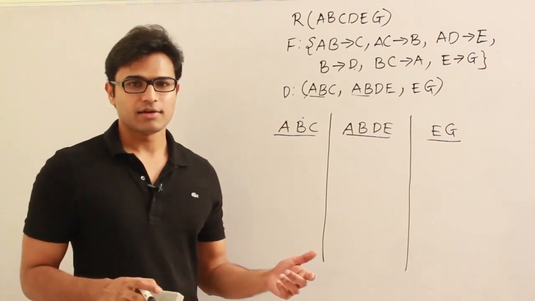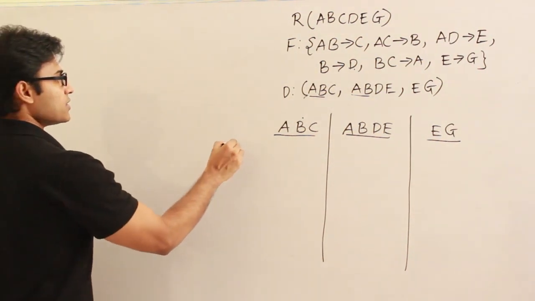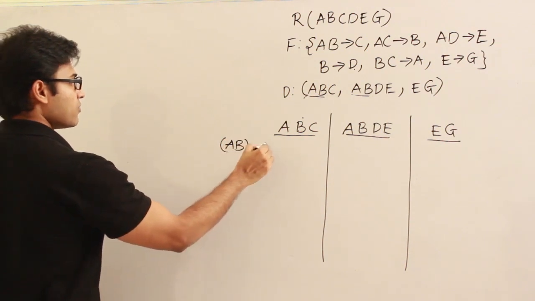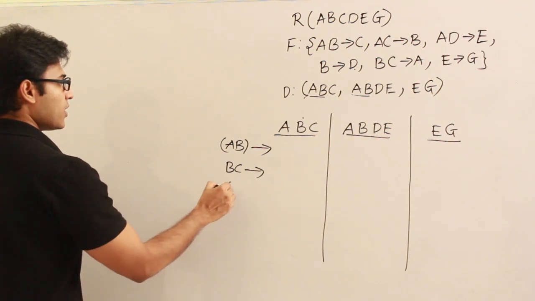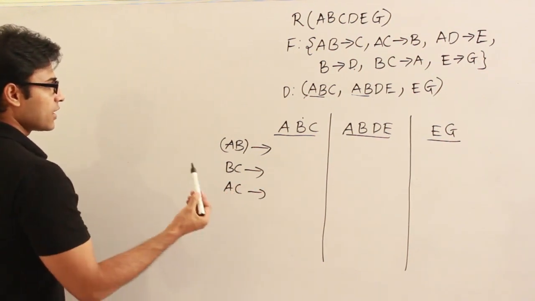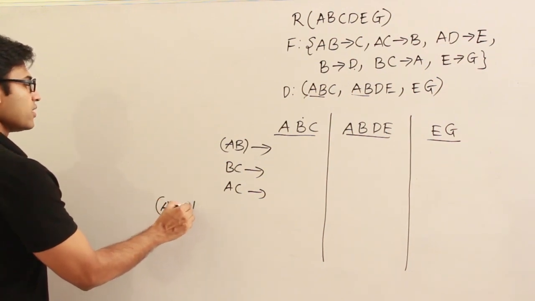Therefore, what next? Take if we can get any one of them, right? So I have to find out anything with AB, anything with BC, and anything with AC. So how can I find it out? Again, the closure properties, right? So I want to find out AB plus. So what do we get for AB plus?